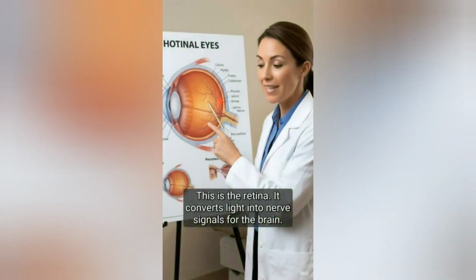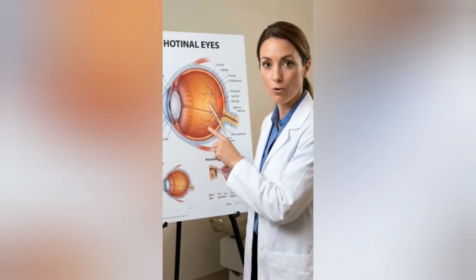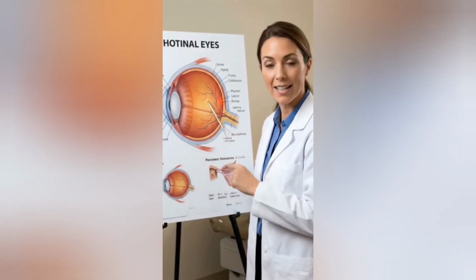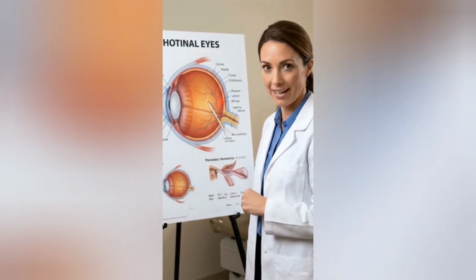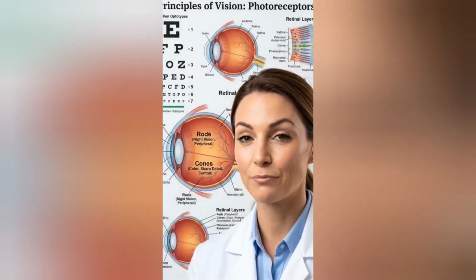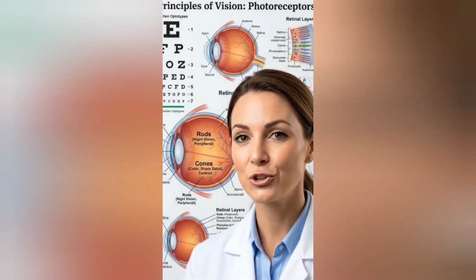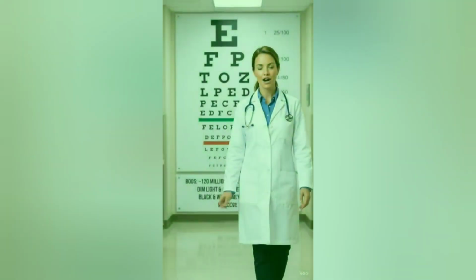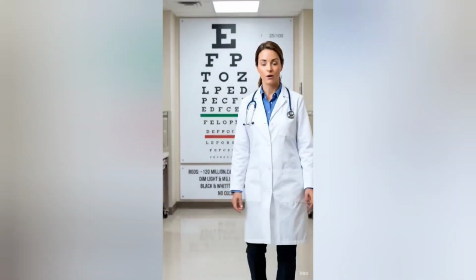This is the retina. It converts light into nerve signals for the brain, allowing us to process and perceive visual information accurately. Rods and cones are the two types of light-sensitive receptor cells in the retina of the human eye, essential for our vision. Rods are about 120 million in each eye, working in dim light to help us see movement without detecting any colors at all.